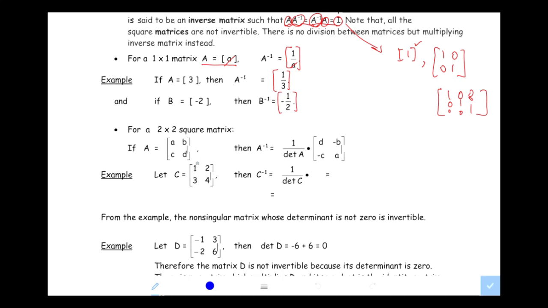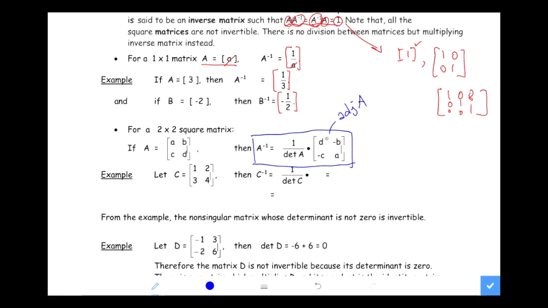Now I want to teach you how to find the inverse. If you want to find the inverse, this is what you have to do. A inverse is 1 over the determinant of A, and this one is something we call the adjoint matrix of A.